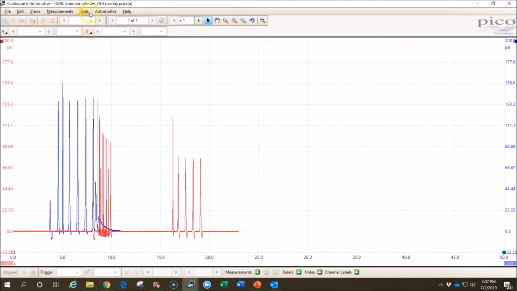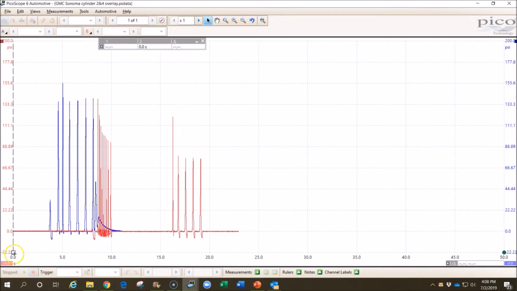And then what I did was I used the reference waveform tool right here to create a reference waveform using one of these, and then I opened up the other waveform and then overlaid the first reference waveform on top of it. So these are 2 separate waveforms that are overlaid on top of each other. Now I want to line these up.